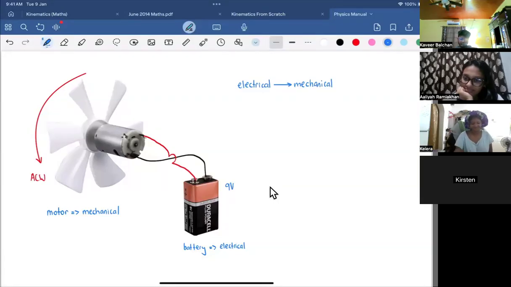Okay, right. So when you hook up power to a motor, it starts to spin, right? So, battery.